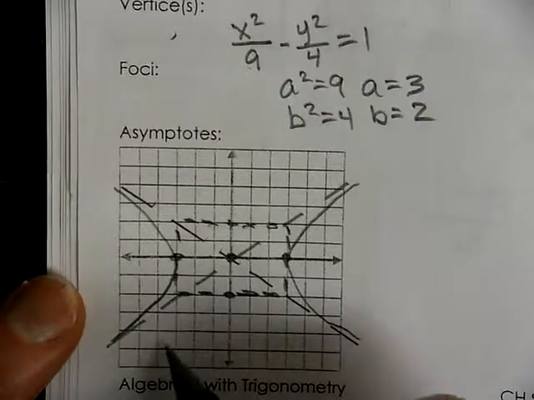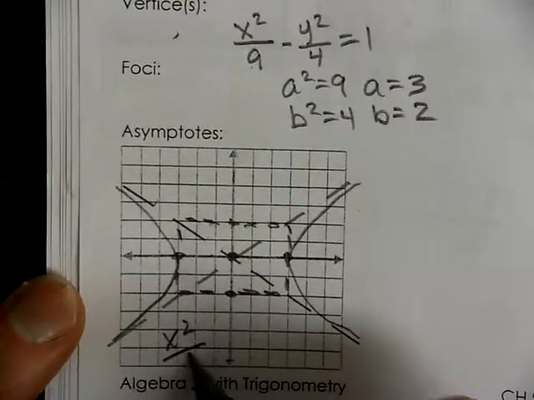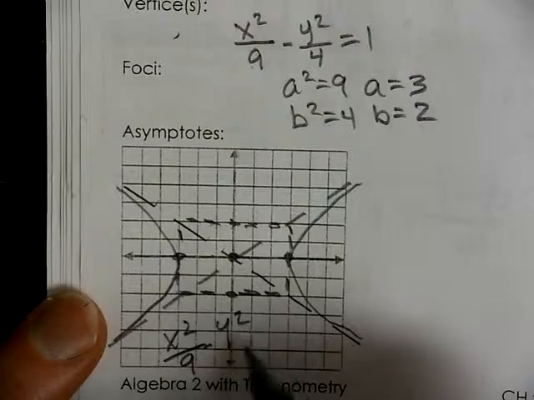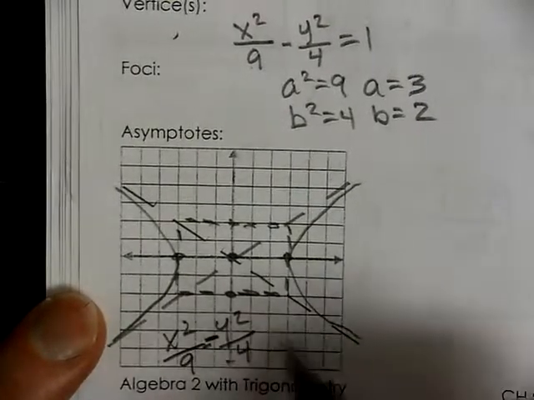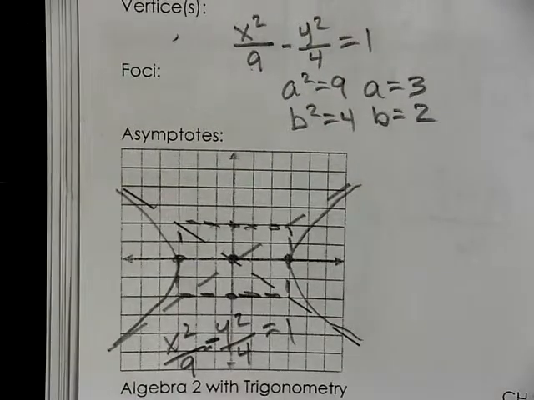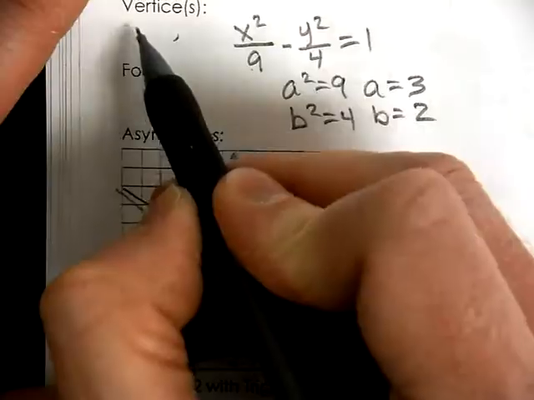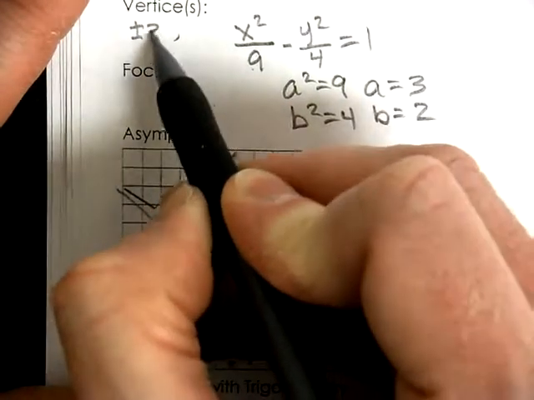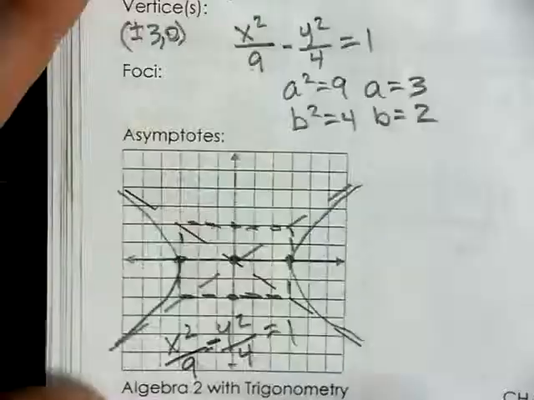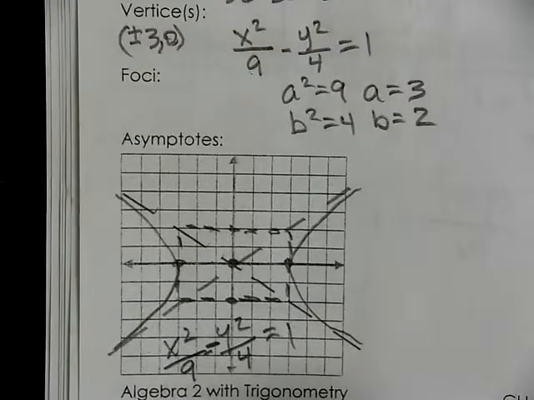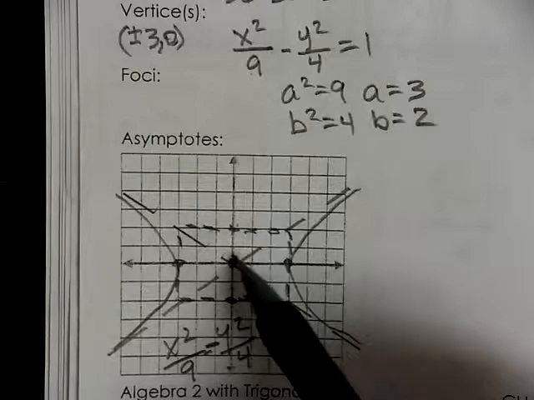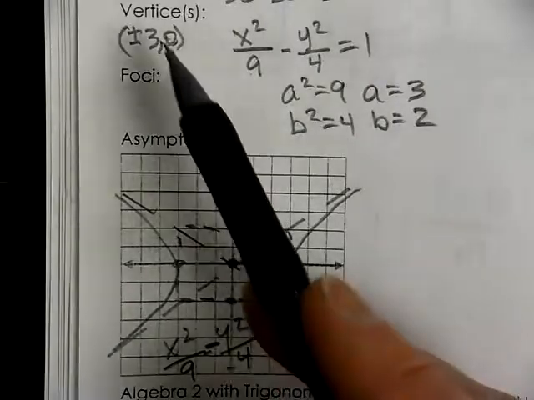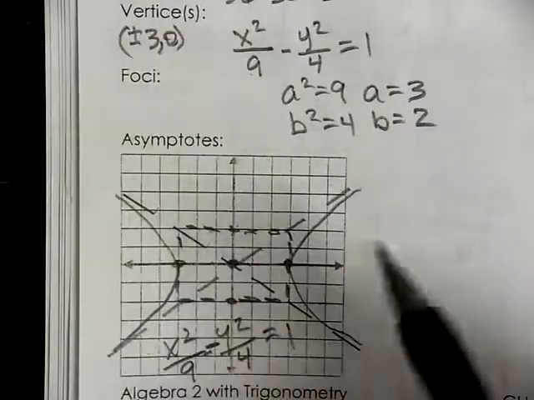We like to write our equation, x squared over 9 minus y squared over 4 equals 1. Your vertices, they're 3 over and 0 up, so they're plus or minus 3 comma 0. You don't have co-vertices for this. You still have a b value, but you don't have co-vertices. You just have vertices and foci.